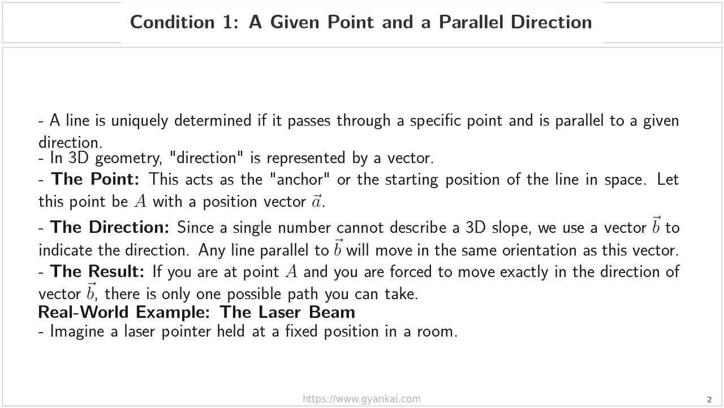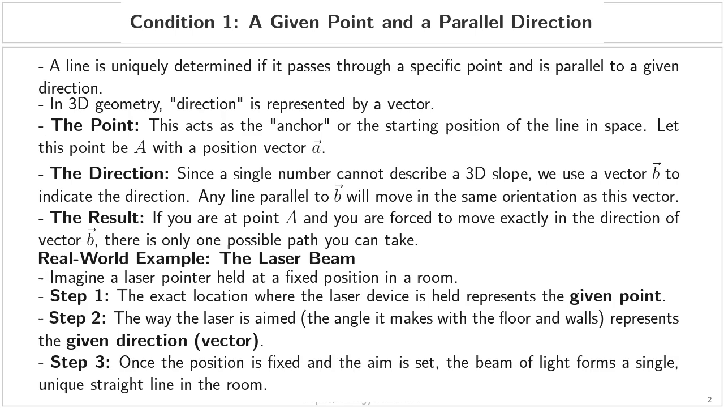To make this even clearer, let's step away from the math for a moment and use a real-world example, a laser beam. Imagine you are holding a laser pointer at a fixed position in a room. Step 1, the exact location where you are holding the laser device represents our given point. Step 2, the way you aim the laser, the specific angle it makes with the floor and the walls, represents our given direction or our vector. And step 3, once you have fixed that position and set that aim, the beam of light creates a single, unique straight line across the room.